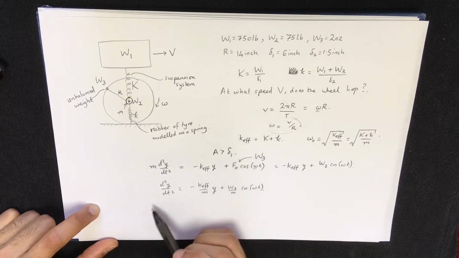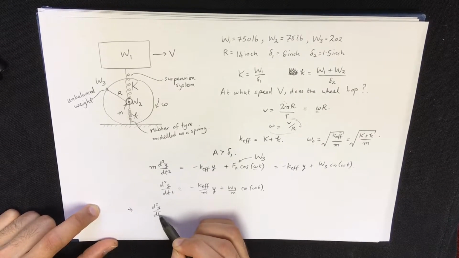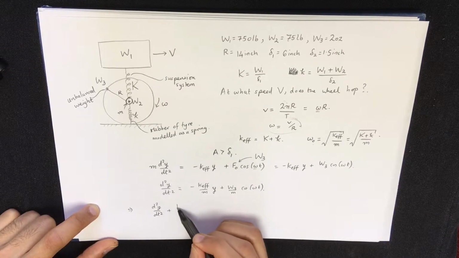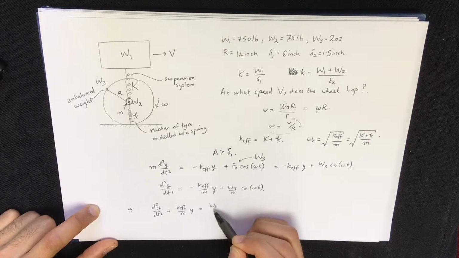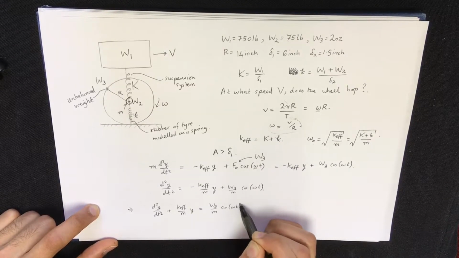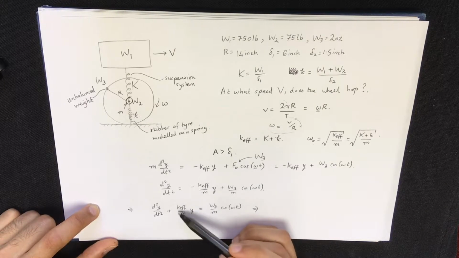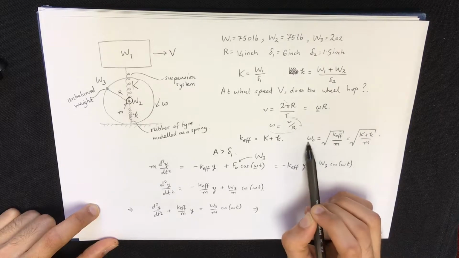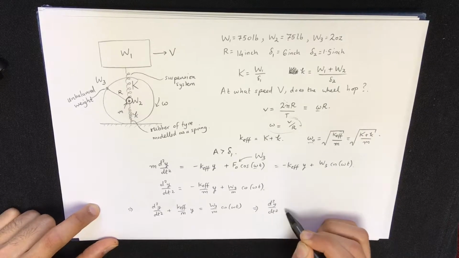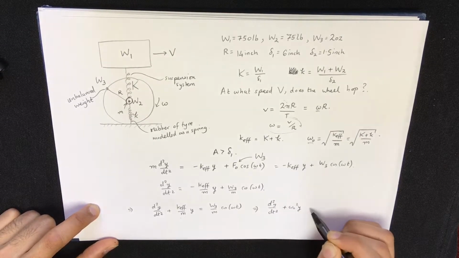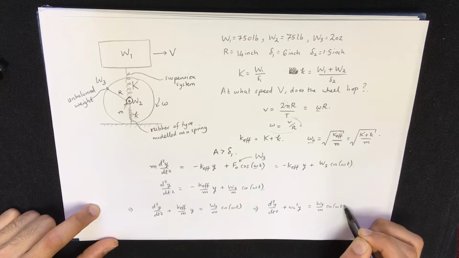Now I want to collect all the y terms onto one side so it starts to look like a nicer differential equation. So I've got the acceleration plus K effective over M times y equals W3 over M cos omega t. As we defined earlier, K effective over M is equal to omega naught squared. So this is d squared y over dt squared plus omega naught squared y equals W3 over M cos omega t.